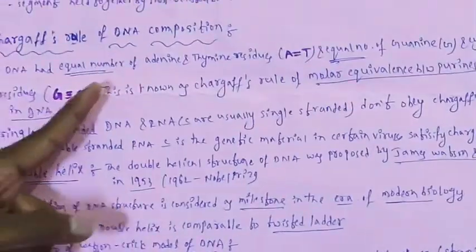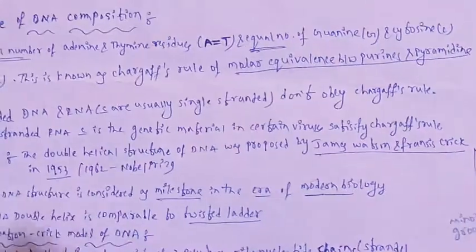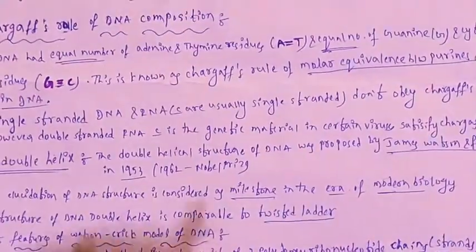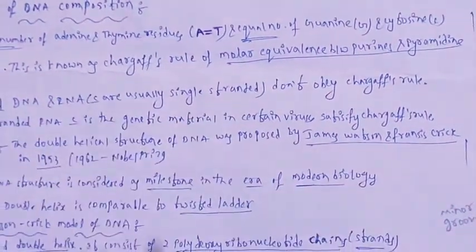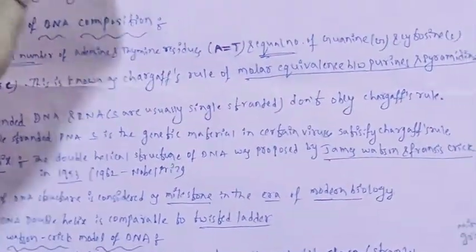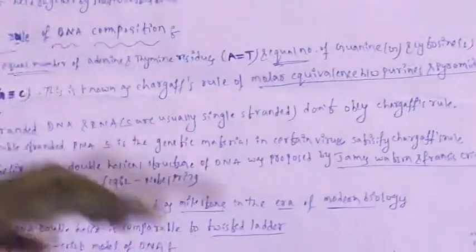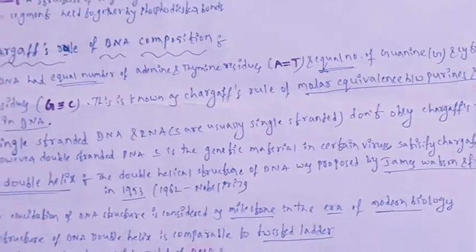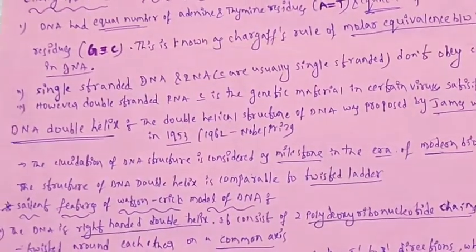This is known as Chargaff's rule, meaning molar equivalence between purines and pyrimidines. Here, what are the purines? Adenine and guanine are the purines. Thymine and cytosine are the pyrimidines. Molar equivalence means the same number of purines and pyrimidines are present in the DNA. That is known as Chargaff's rule.